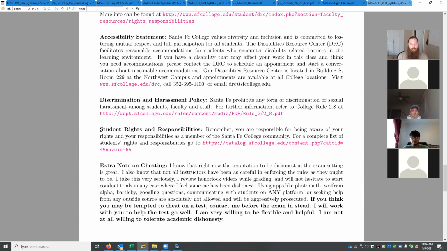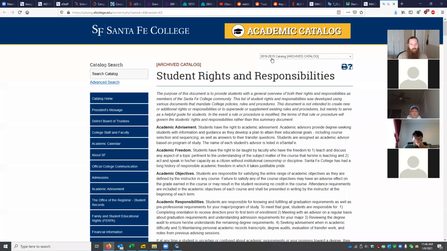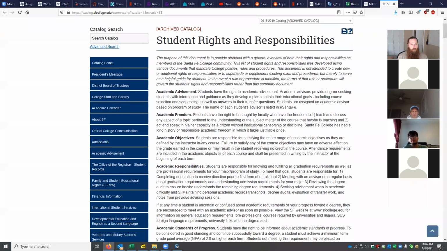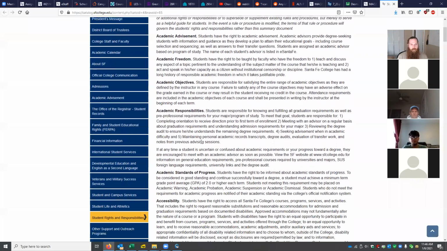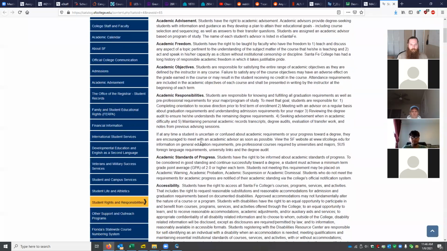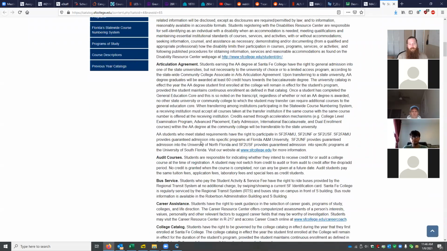Student rights and responsibilities. This is somewhat similar to the academic integrity item above. Here is a list of rules that you are being held to at Santa Fe. Some of these things are to protect you from the college or from other people, and some of these things are to do the exact opposite, to protect the college and other people on campus from you. So you should know what these are.